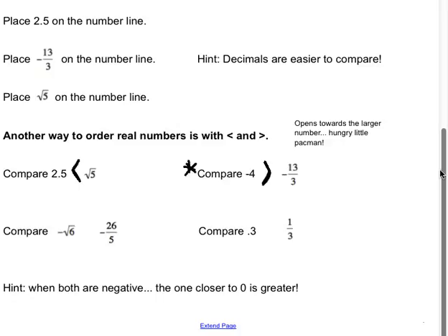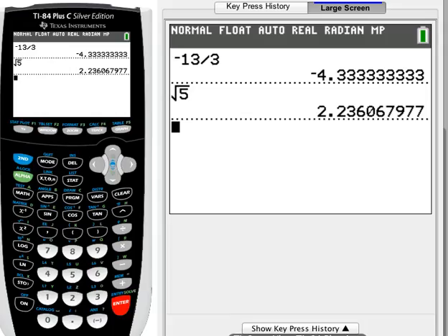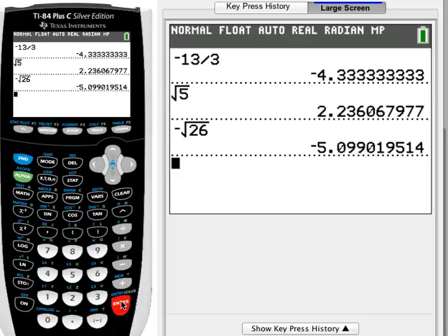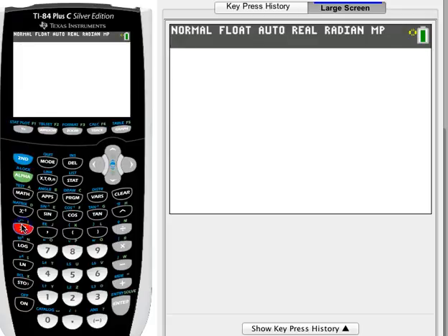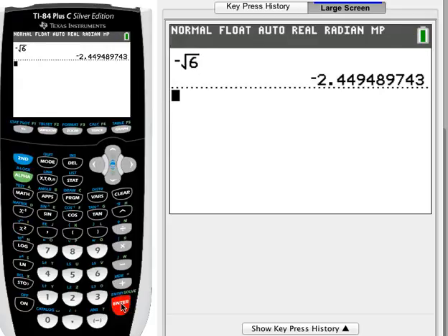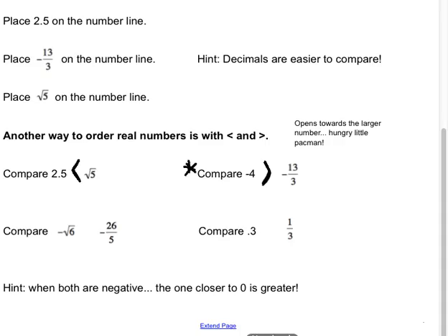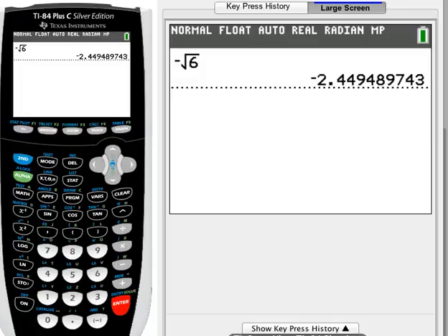So let's look at our next example. Compare -square root of 6 and -26/5. Again, the best way to make a comparison is with your calculator. So I'm going to take -square root of 6. That's going to give you about -2.45. So this is -2.45. Now -26/5, let's type that in.